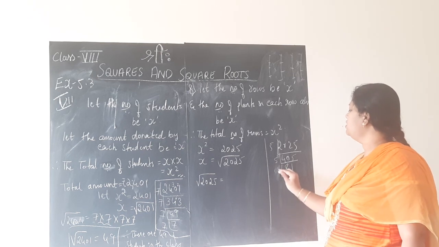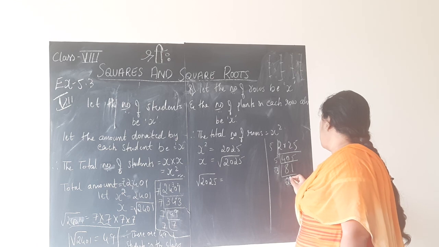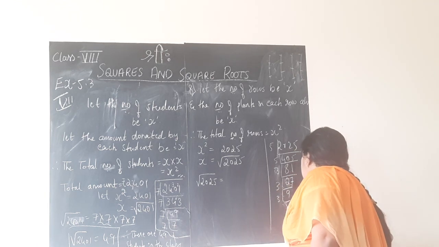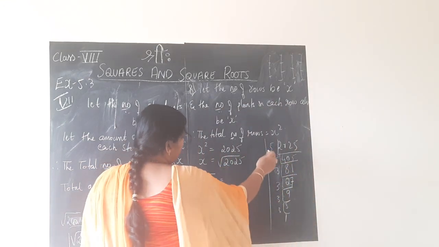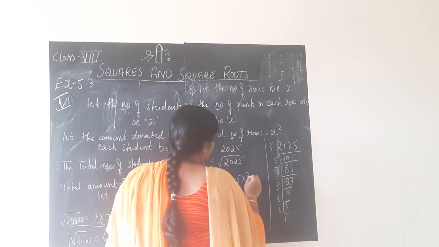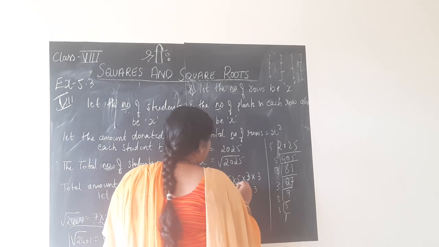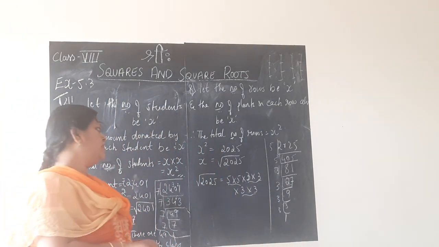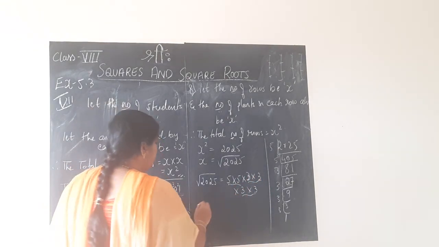Or go with the table of 3. 3 2s are 6, 3 7s are 21, 3 9s are 27, 3 3s are 9, 3 1s are 3. So 5. What are the factors now? 5 into 5 into 3 into 3 into 3 into 3. You write it in a single line. For me, no place, so I am writing in a text line. So, 5 into 5 into 3 into 3 into 3 into 3.